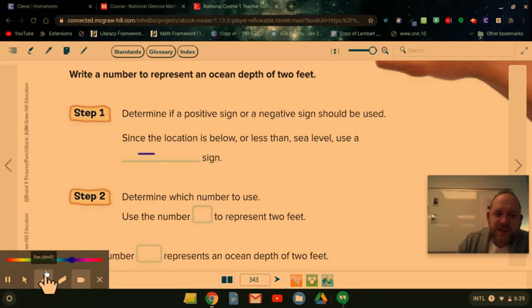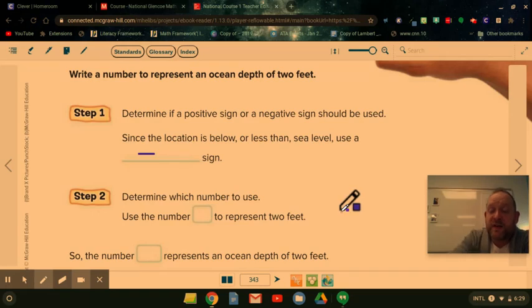For our next question here, it says determine which number to use. Use the number blank to represent 2 feet. So what number would I use to represent 2 feet? Go ahead and type your answer or choose it from the choices on the right. Again, hope you guys figured this one out. It's going to be the number 2 would represent 2 feet.